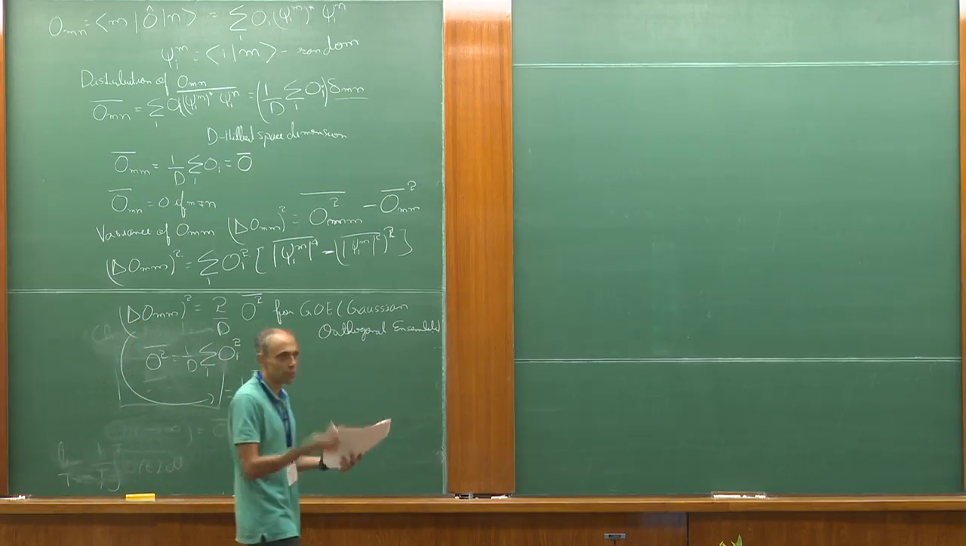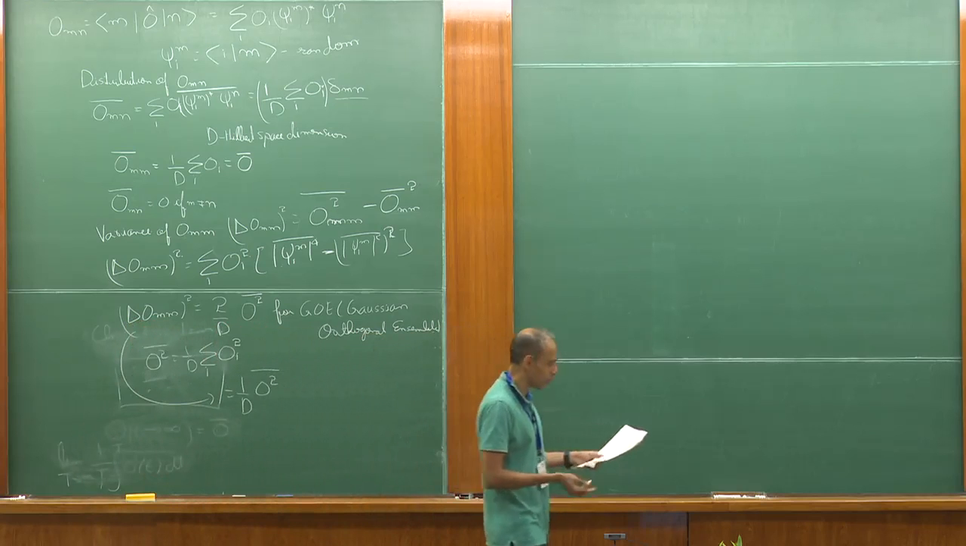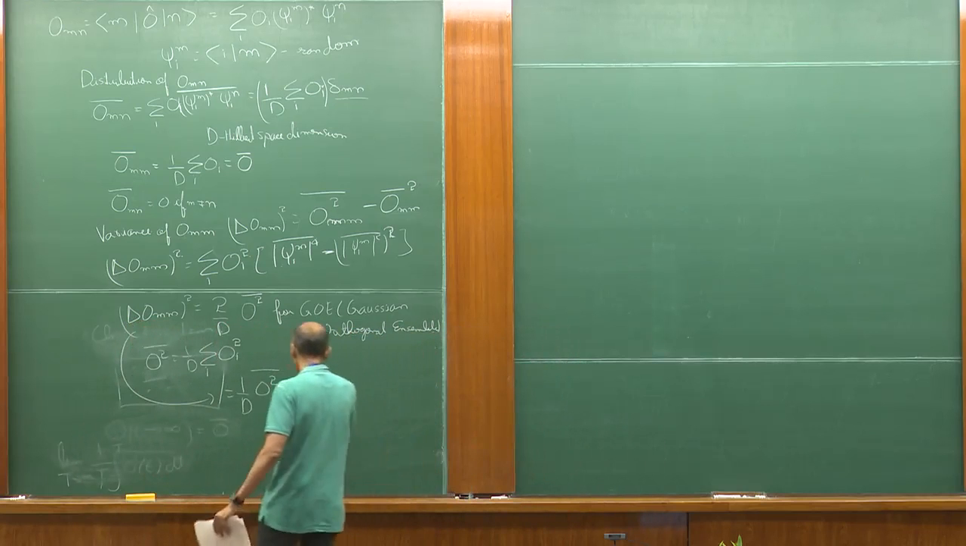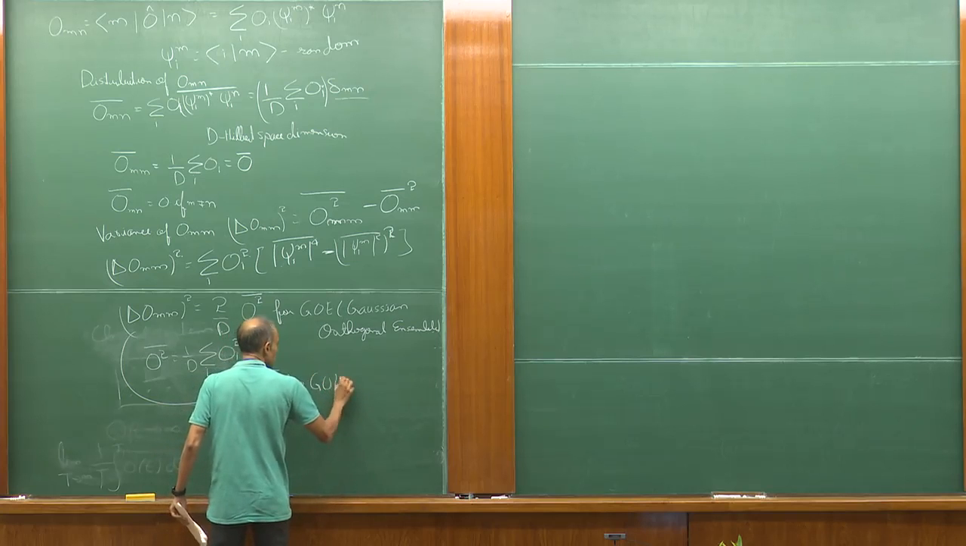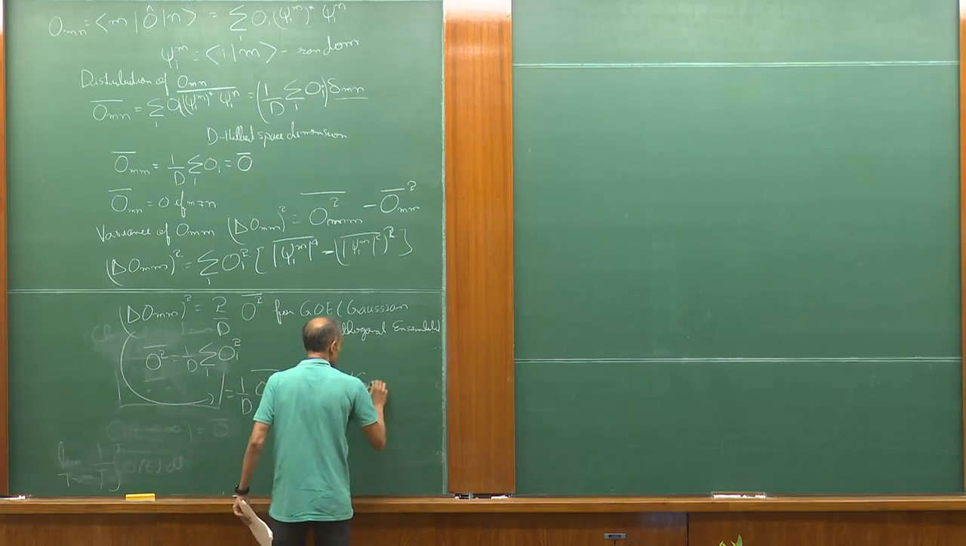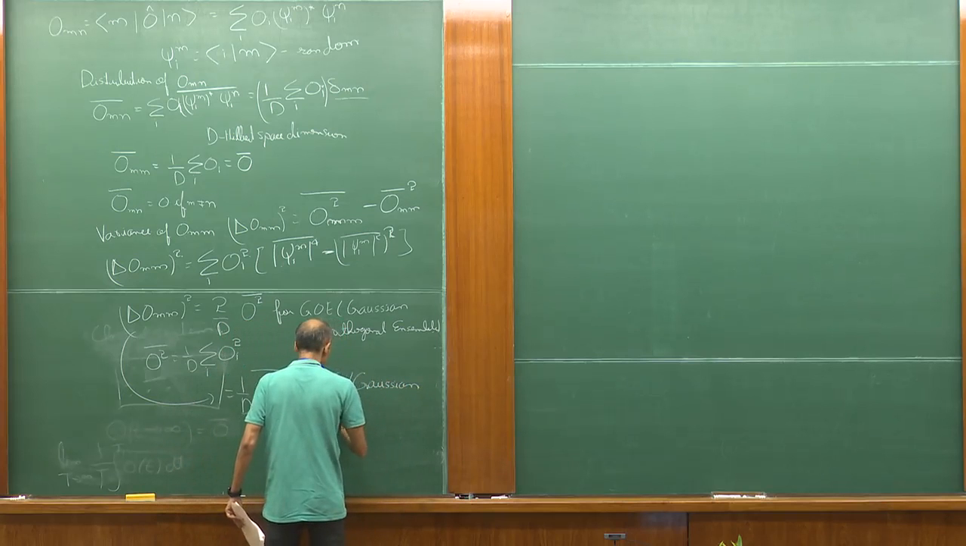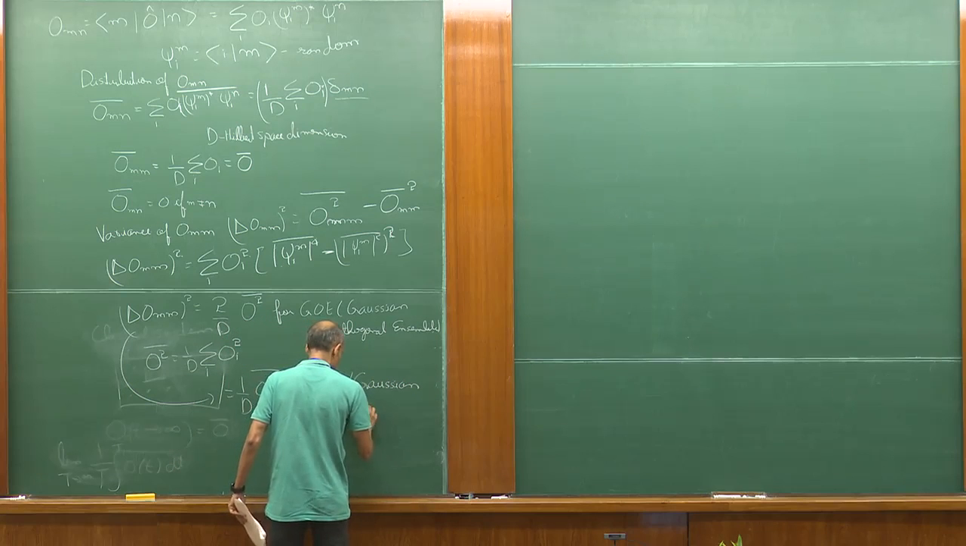So there's a factor of 2 between them, which is not terribly important for what I have to say, but this is what you get for GUE, or the Gaussian unitary ensemble.